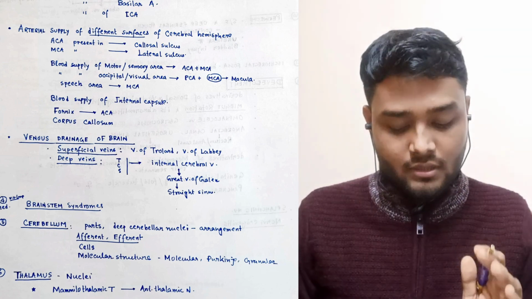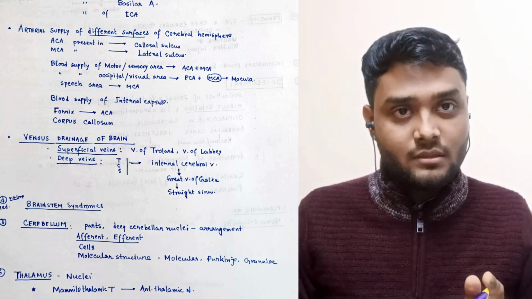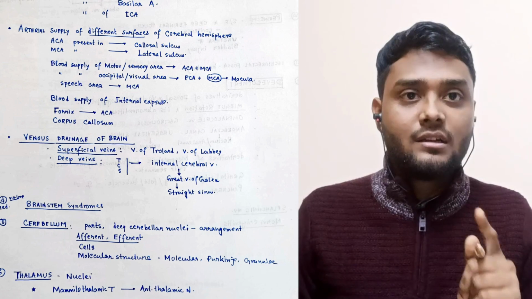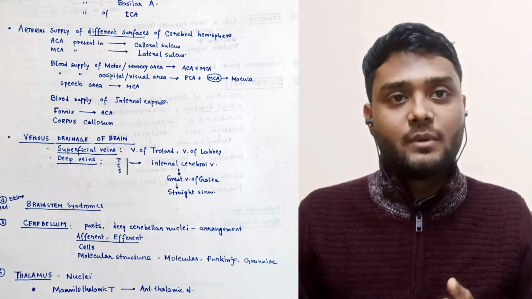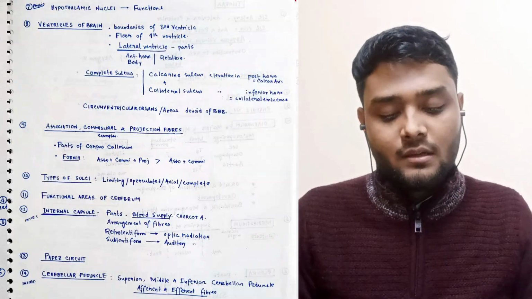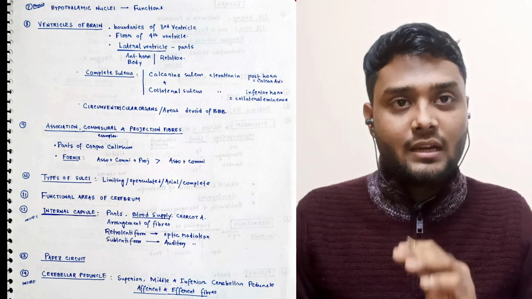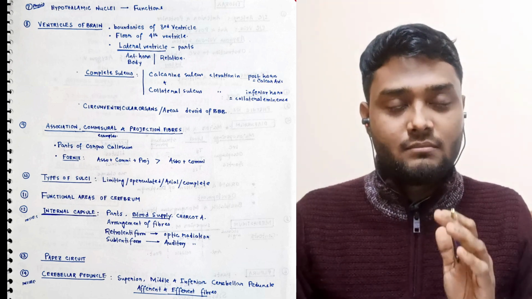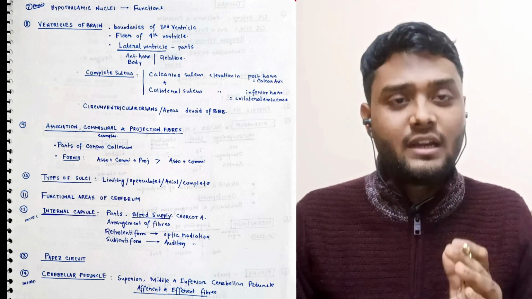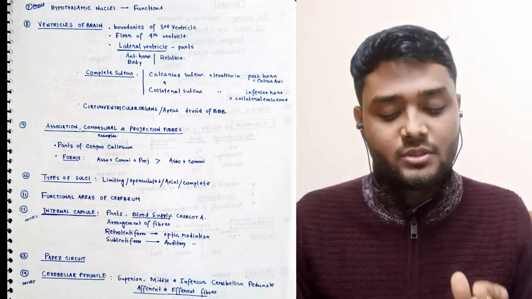Cerebellum is an important topic. Thalamus. What are the nuclei of the thalamus and the mammillothalamic tract? It connects with the anterior thalamic nuclei. Remember it. Then the hypothalamic nuclei and their functions. You will read it in great detail in physiology, so try to read it from physiology also.